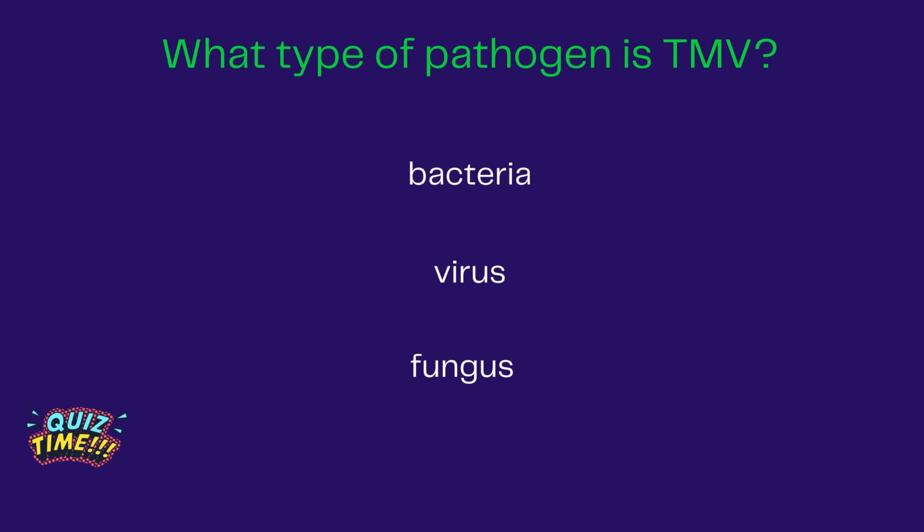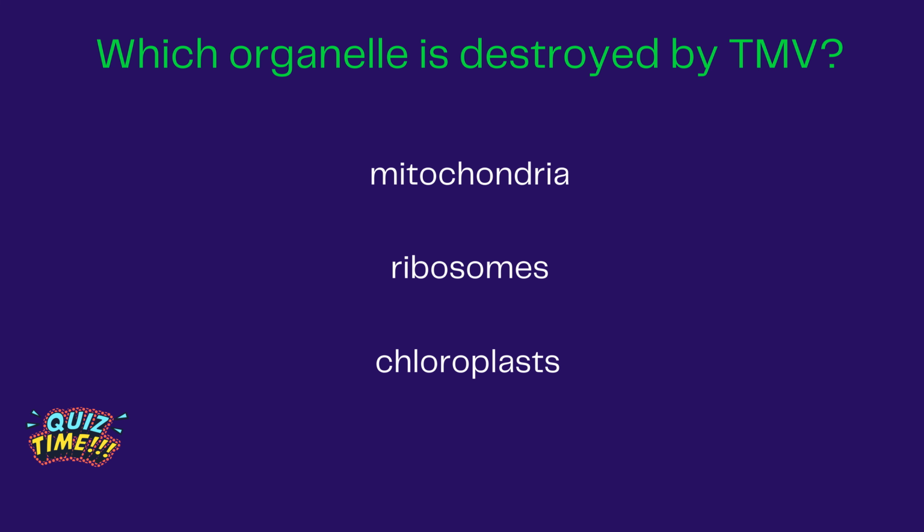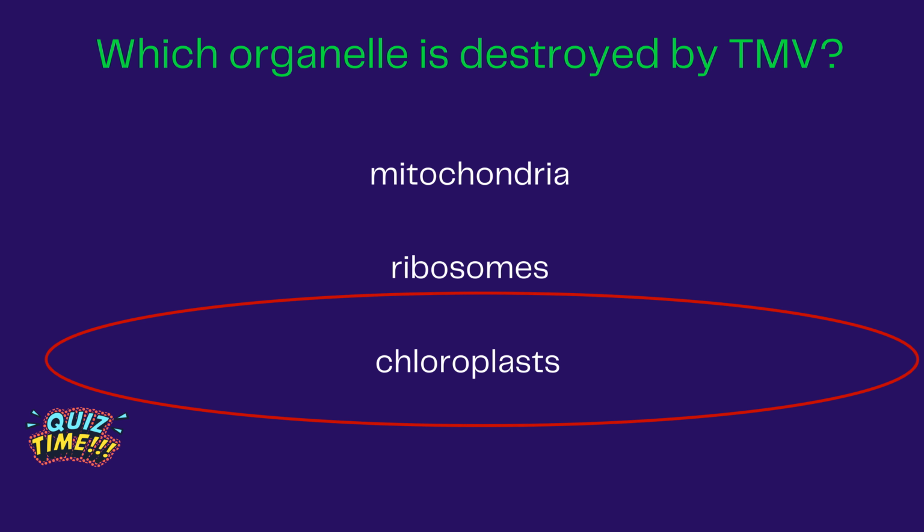What type of pathogen is TMV? Is it a bacteria, virus, or fungus? Virus, very good. Which organelle is destroyed by TMV? Mitochondria, ribosomes, or chloroplast? It is definitely the chloroplast. Very good.